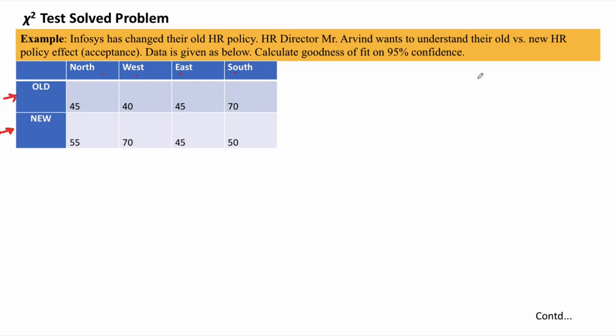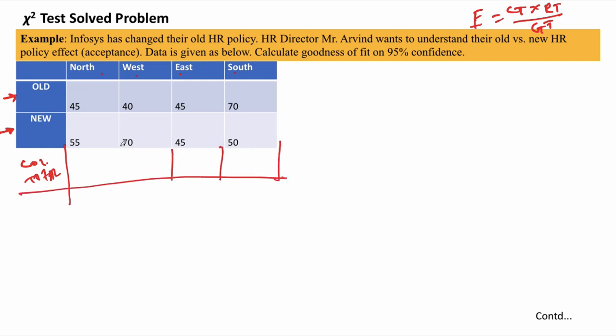Now we know the formula to calculate the expected value: E equals column total multiplied by row total divided by gross total. Clear? So I need to know which one is the column total, which one is the gross total. Herein I'm adding these things. This is the column total: 45 plus 55, which is 100. This is 110, this is 90, this is 120.